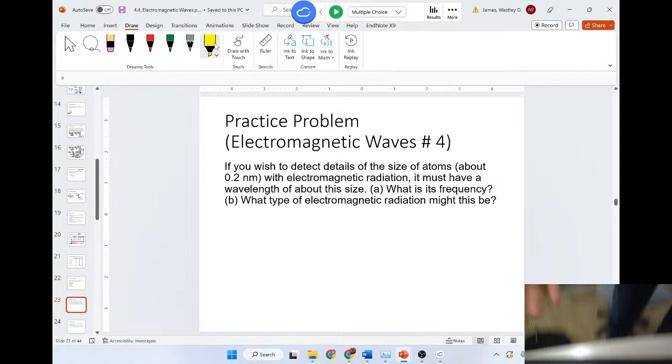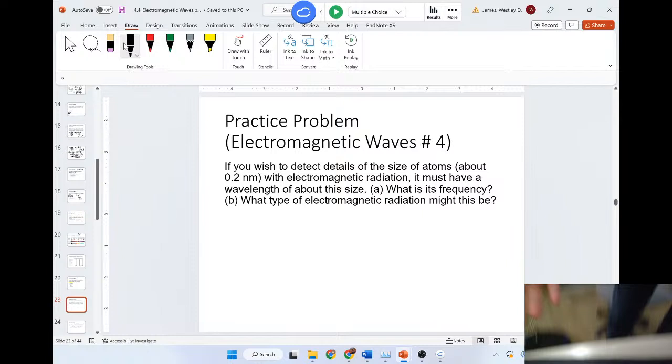All right. This is the only question, and the answer is kind of right there. If you wish to detect details of the size of atoms, about 0.2 nanometers, with electromagnetic radiation, it must have a wavelength of about this size. What is its frequency, and what type of electromagnetic radiation might this be?